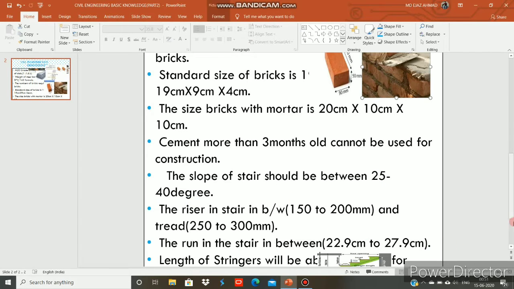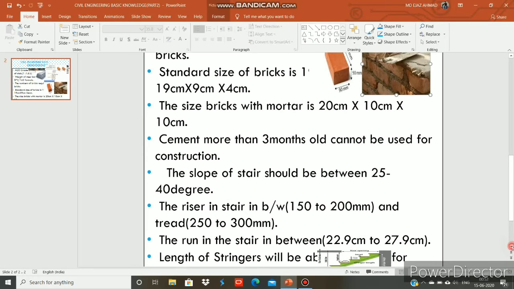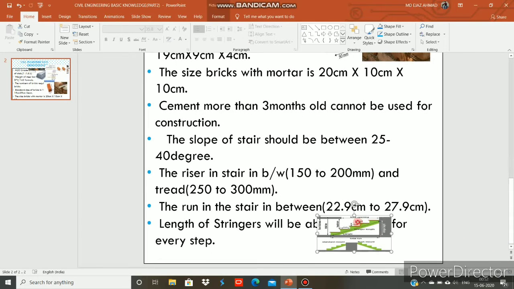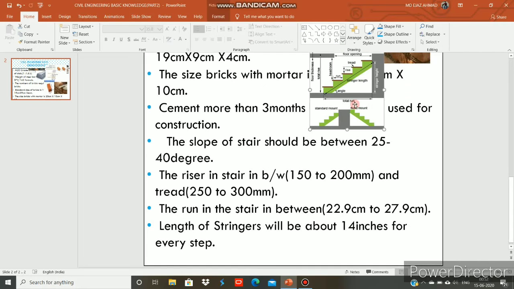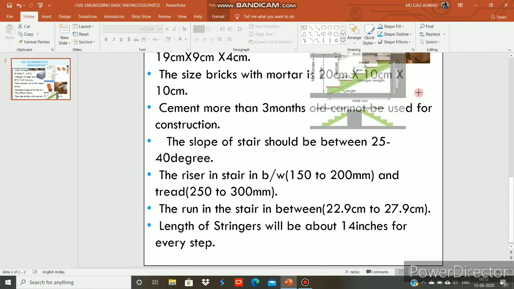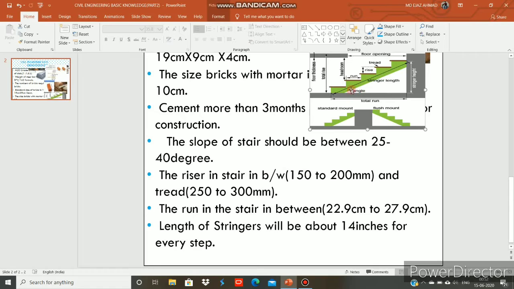The slope of a stair should be between 25 to 40 degrees. Slope of stair, we can see here in the plan of the stair. This is your stair. Here this angle should be between 25 to 40 degrees.